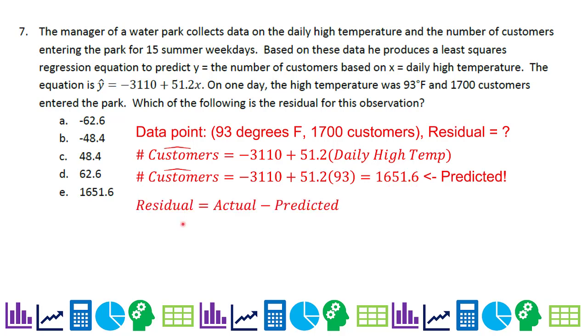And my predicted is 1,651.6. Well, the residual is actual minus predicted, so I'm going to substitute in the 1,700, which was the actual, and 1,651.6, which is the predicted, and I get 48.4.